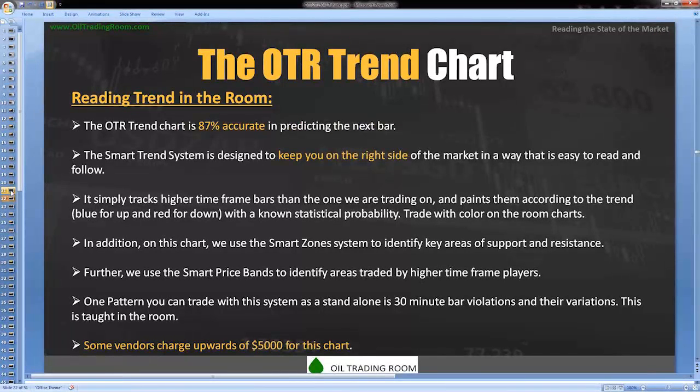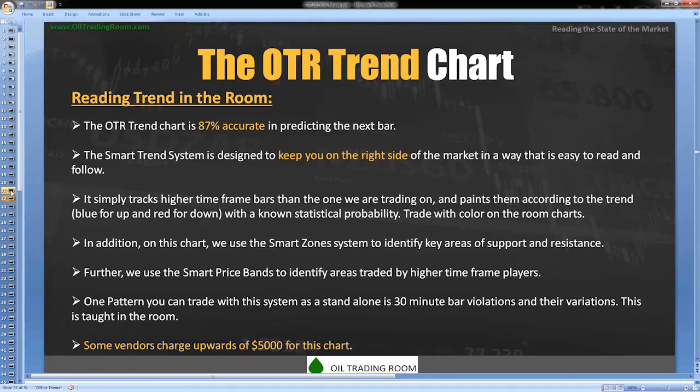The Oil Trading Room trend chart is 87% accurate in predicting the next bar. This is an example of me putting together something that is statistical. The SMART trend system is designed to keep you on the right side of the market in a way that's easy to read and follow. It simply tracks higher time frame bars than the one we're trading on and paints them according to the trend, blue for up, red for down, with a known statistical probability. Trade with color bars on the room charts. Don't trade without it. Don't leave home without it.